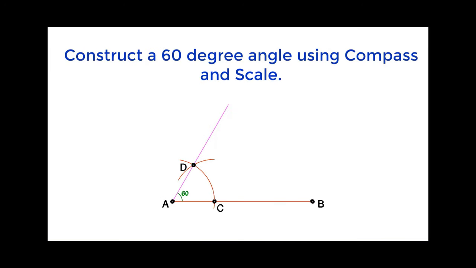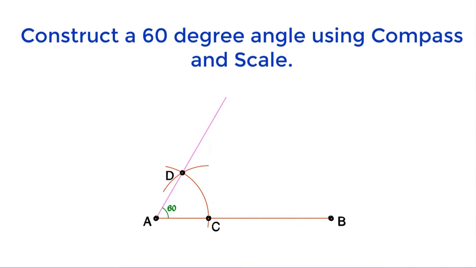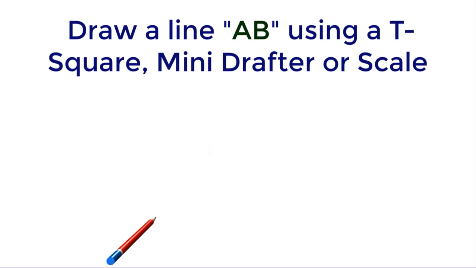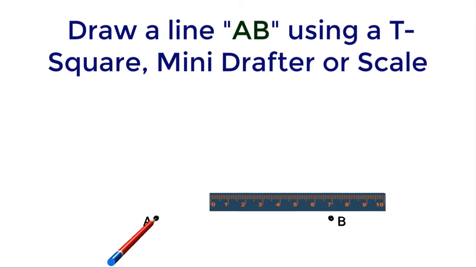Now we'll construct a 60 degree angle with the help of compass and scale only. We have to construct an angle DAB which is 60 degrees, using the compass and scale only. To do that, first we will draw the line AB. So locate the points A and B on the drawing sheet, and with the help of a T square, mini drafter or scale, draw a line AB.